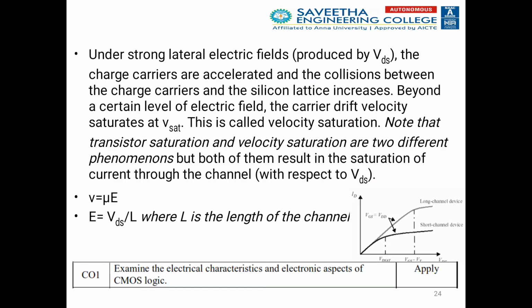Note that transistor saturation and velocity saturation are two different phenomena, but in both the result is saturation of current through the channel. V equal to mu E. Here the electrical field E is nothing but VDS by L. Here L is the channel length.